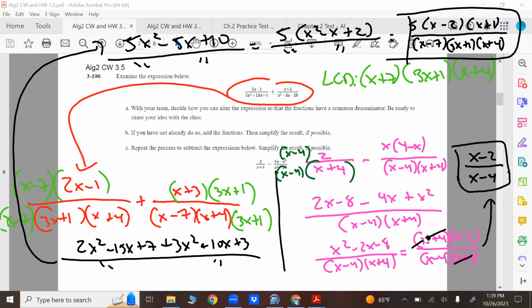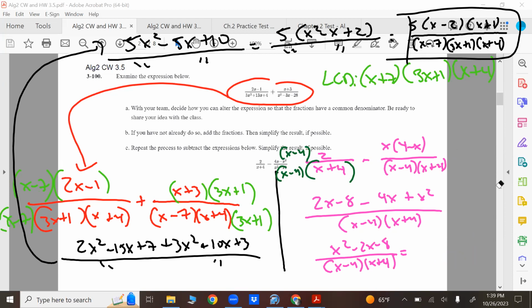Yeah, let me fix this. I made a mistake here. Does this look right? Hold on, I'm just going to redo this. Give us a call, I'll come by. Give me a sec.